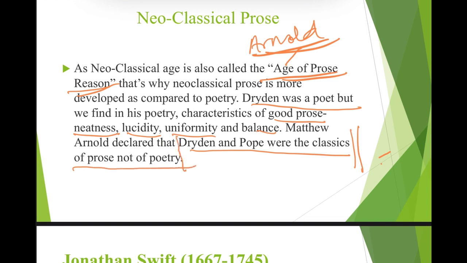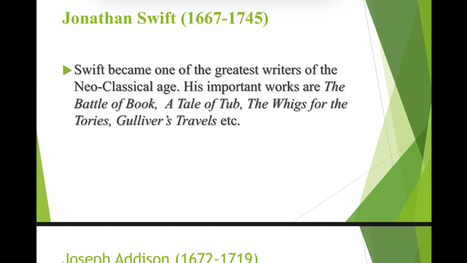This is the line which I found many times in different competitive examinations: who said that Dryden and Pope are the classics of prose, not of poetry. It was said by Matthew Arnold, and Matthew Arnold found prose qualities in the poetry of Dryden and Pope. Now, coming to the next writer, Jonathan Swift.